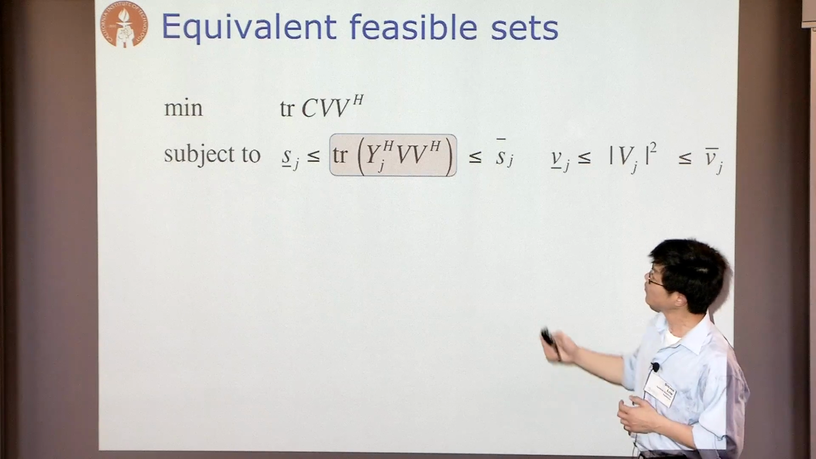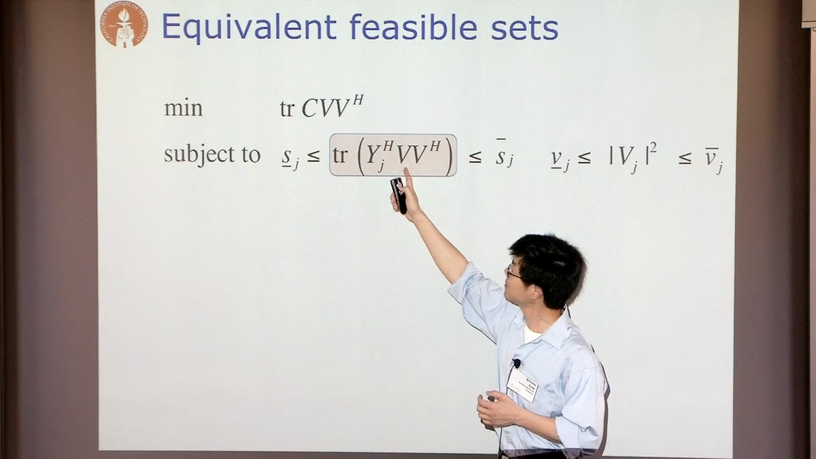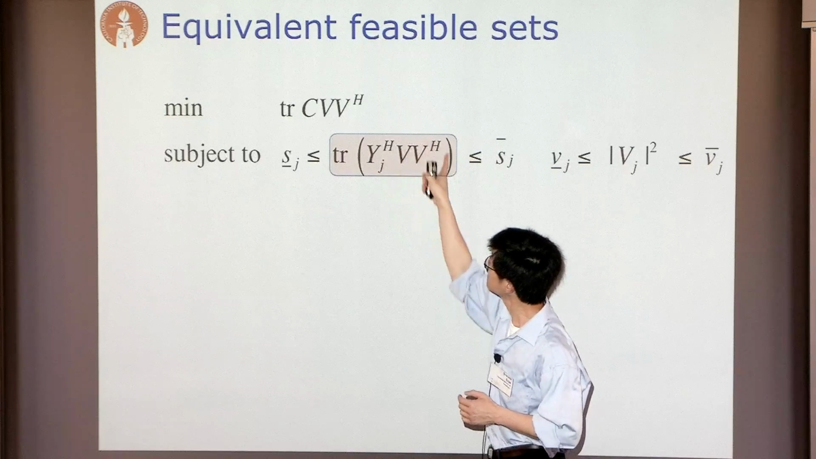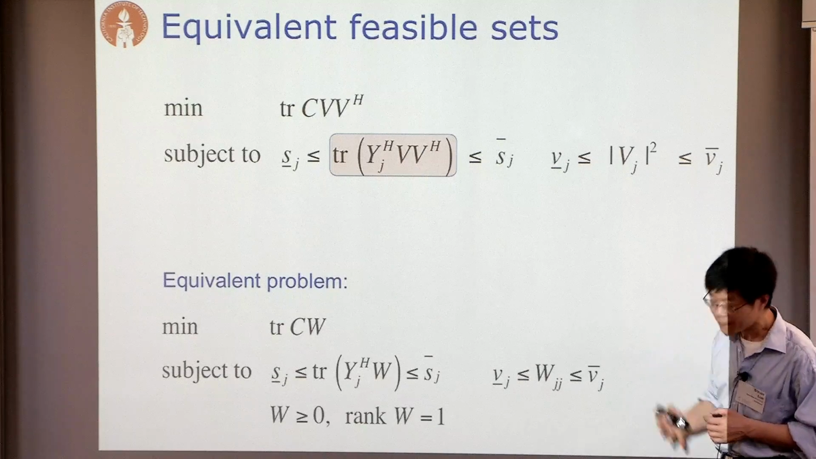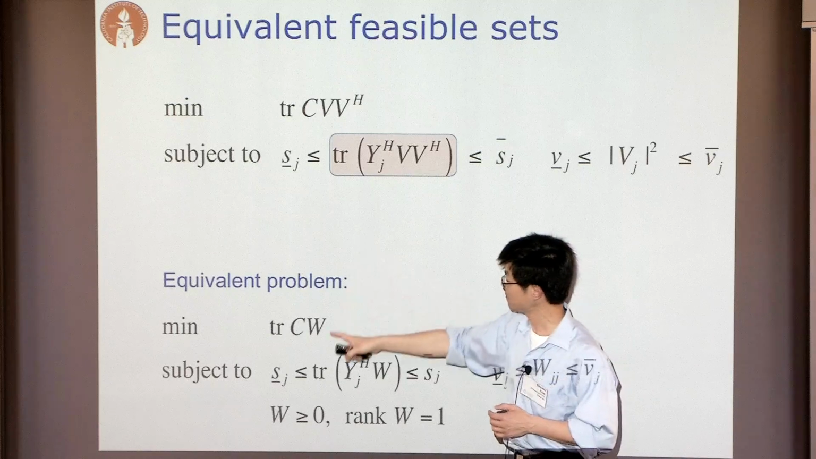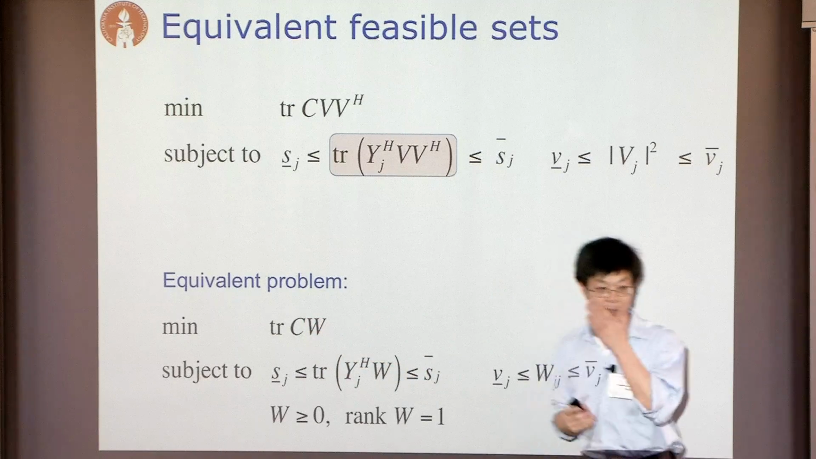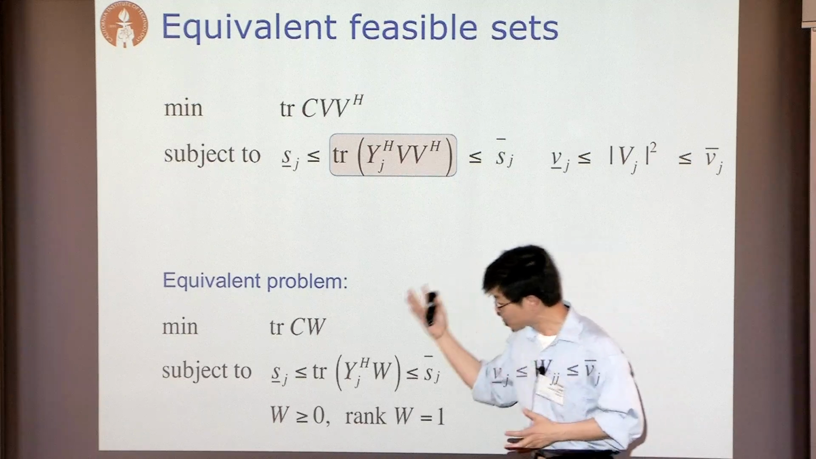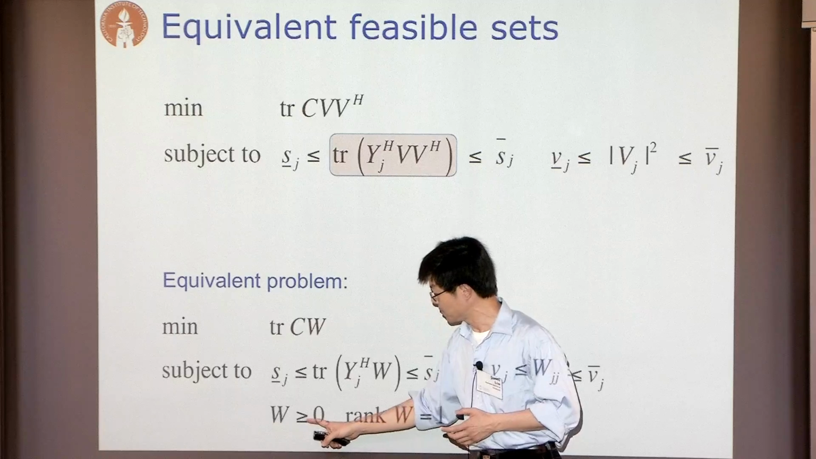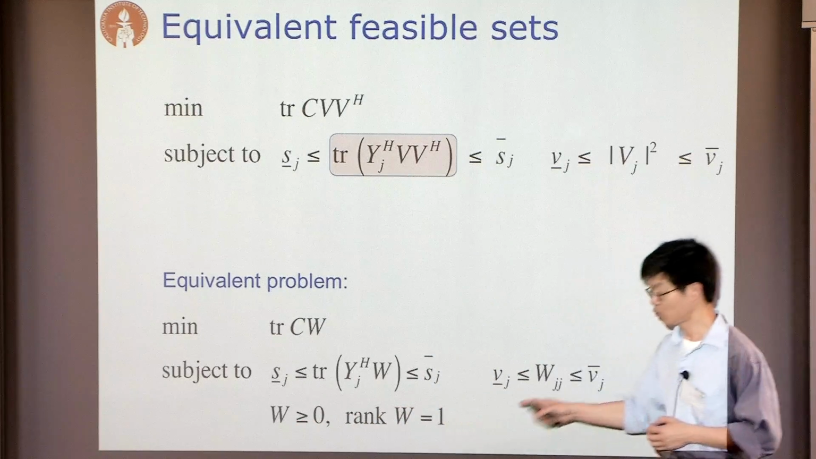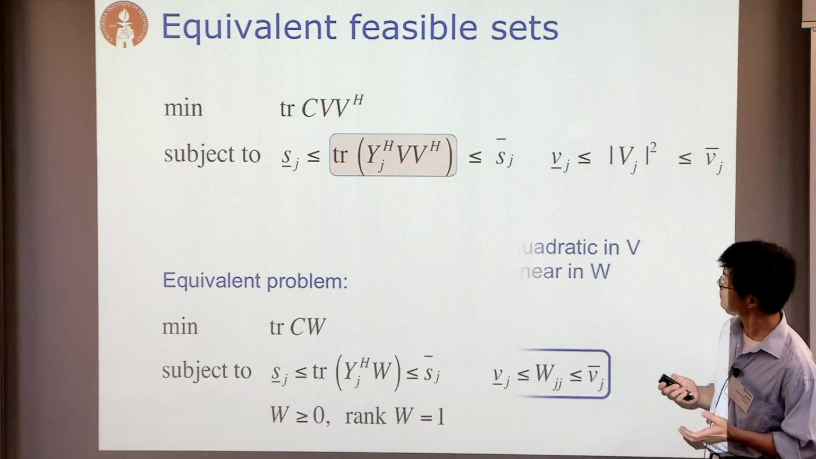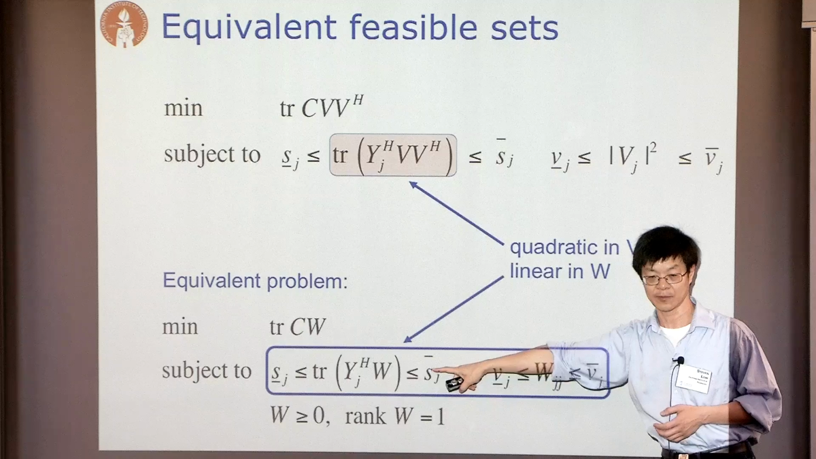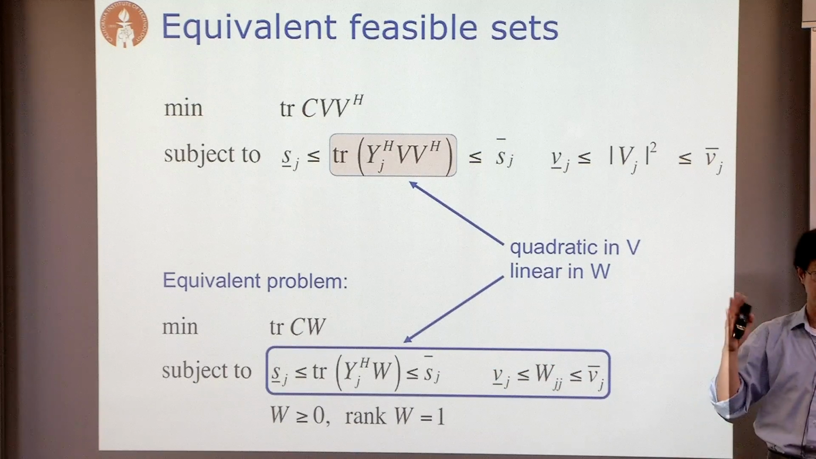And the thing to note is that everywhere the variable v appears, it appears as VV^H, a rank 1 matrix. And therefore, you can think of this matrix as a variable and write an equivalent problem, just replace VV^H by the matrix W. So this is n by n complex matrix. Except that it's not arbitrary n by n matrix. Matrix has to be positive semi-definite and rank 1. But the important thing to note is that while this is quadratic in V, this is linear in the variable. So Kirchhoff's law is linear in this matrix variable.